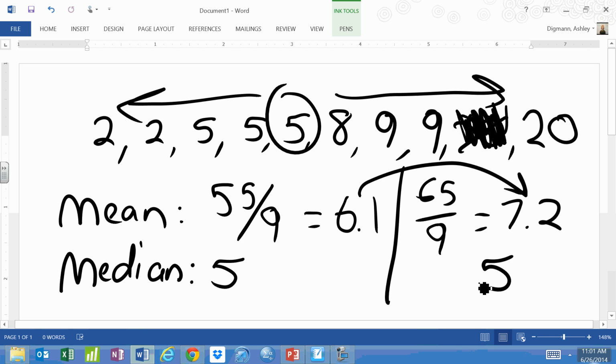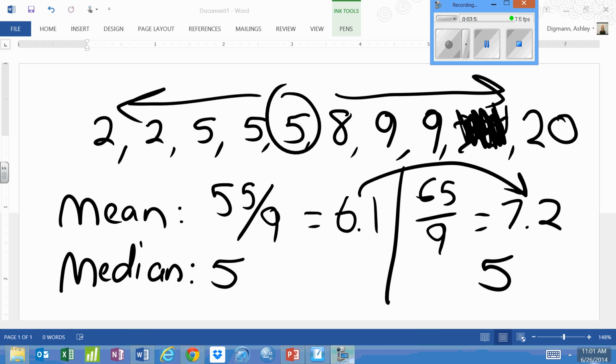My median is resistant because it is not affected by those large outliers. That middle number is not going to change even if there's a really low outlier or a really high outlier. My median will always stay right in the middle of the data. Therefore, my median is resistant, my mean is not.